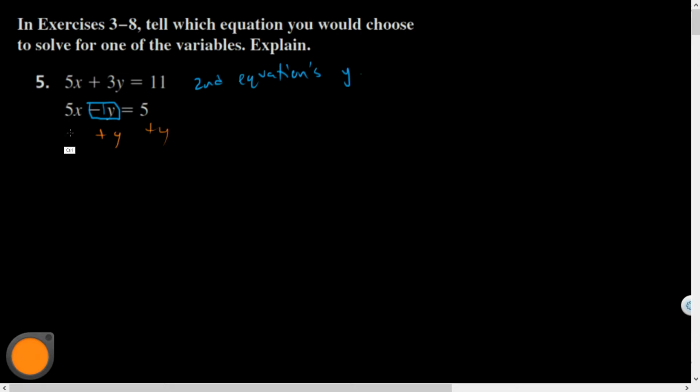But eventually I would have had to divide both sides by 5, which would have created some fractions to work with. And then substituting fractions, it gets ugly fast. So the reason we do this is the coefficient is plus or minus 1, which means we could avoid fractions until the very end. So that's how we choose.